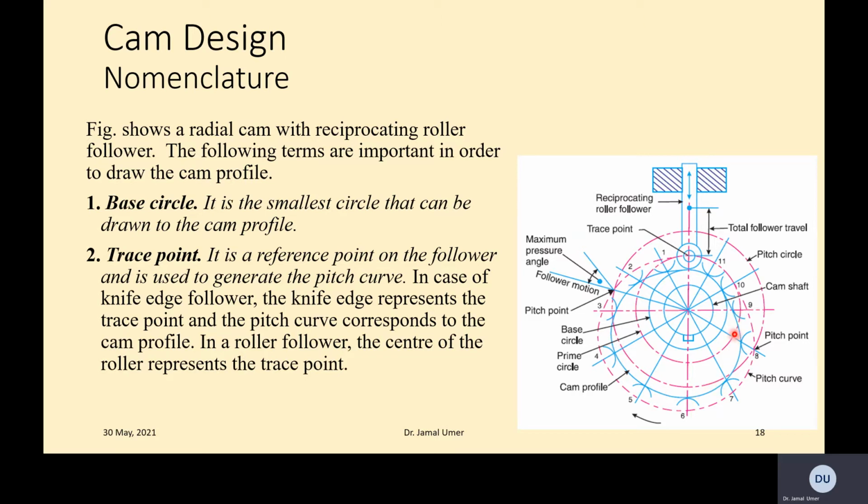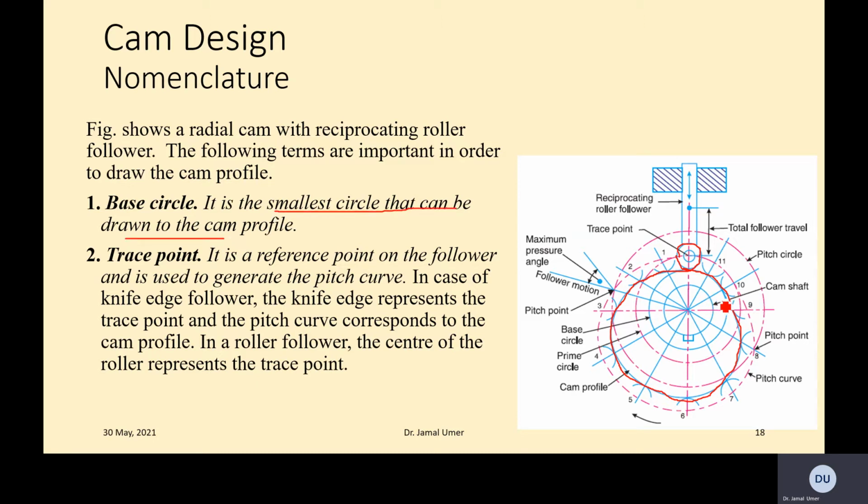What you actually see is this part. That's the cam that you notice, and then this is the follower. These are the components you observe, but there is more than that. First is the base circle. It is the smallest circle that can be drawn to the cam profile. This is the smallest circle.